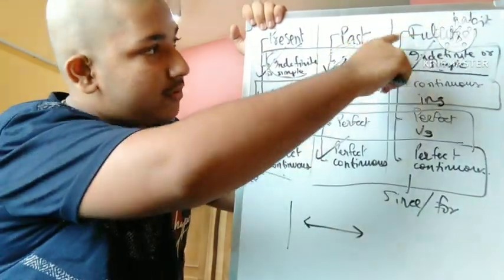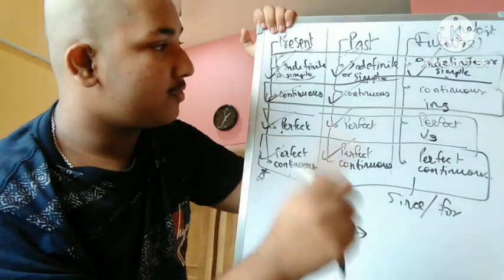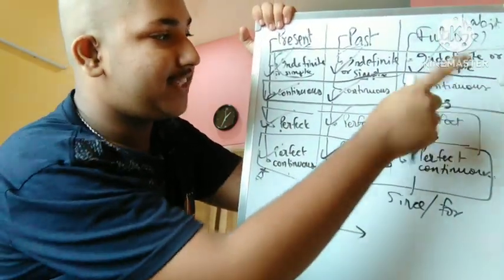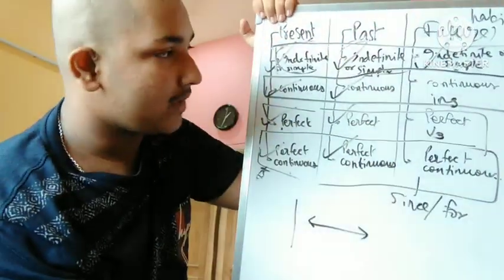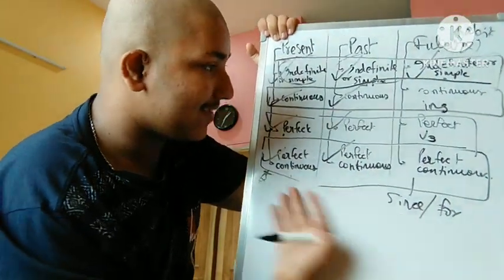Okay, let's come to future continuous. I will be drinking water. This is future continuous. This ing is added in drinking, and it is something I will be doing in future. Pretty clear? Okay, I am erasing this.